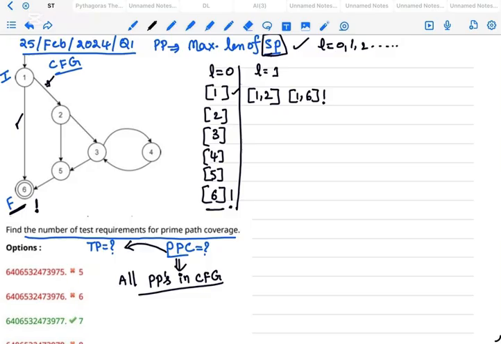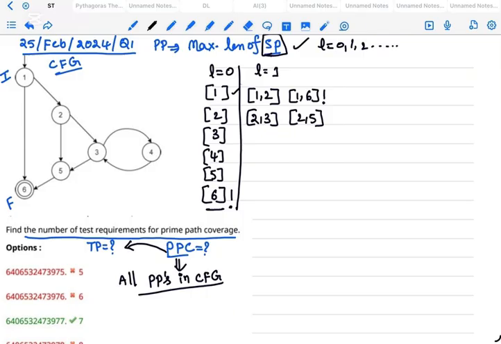Next, starting with node 2. Simple paths of length 1 starting at node 2: we extend 2 to 3, and 2 to 5. We go one by one, which is easy, otherwise we get confused. Is it possible to extend node 2 to another node? No, so only 2 are possible, 2 to 3 and 2 to 5.